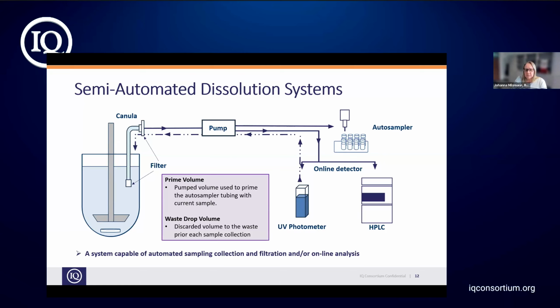Also, depending on whether you have absorption effects to your tubing, for example, you may need to increase the volume to pump through the tubing. With the prime volume, we mean the volume which is pumped through the tubing prior to measuring or sampling your samples, and with the waste drop volume, instead of pumping it back into your system, you can also discard the volume into the waste, and basically that is the amount which you need to pump prior to filling your HPLC vial.